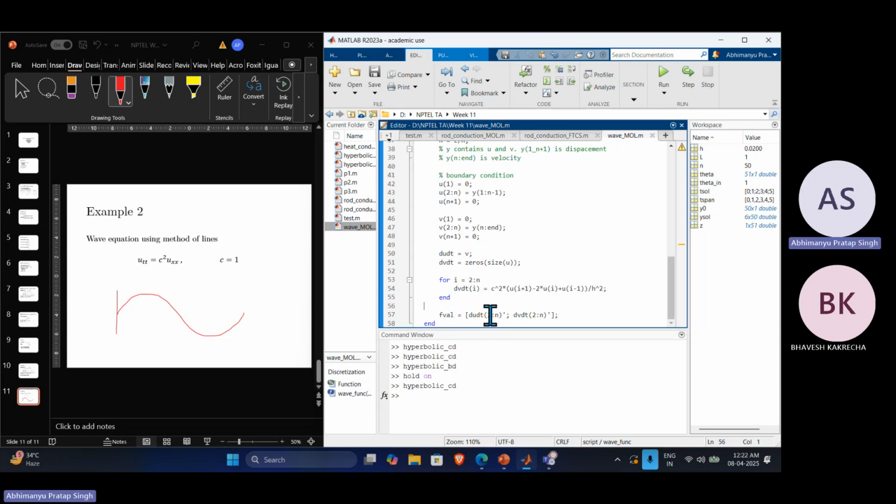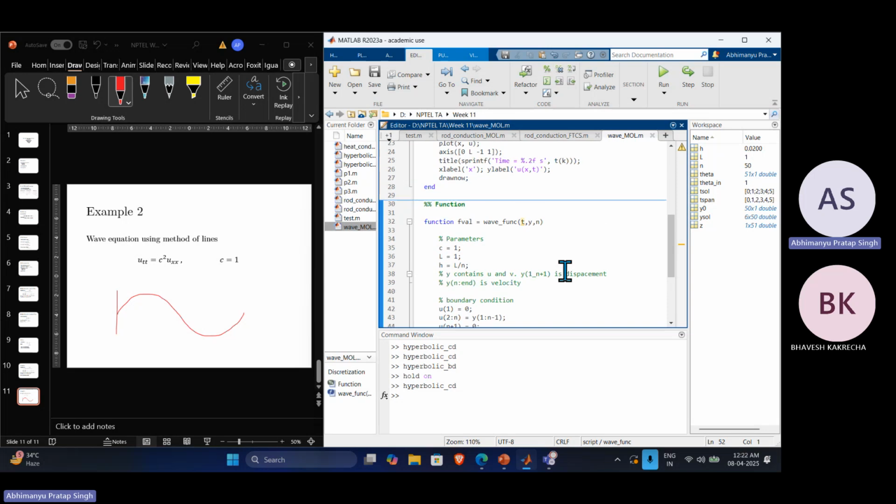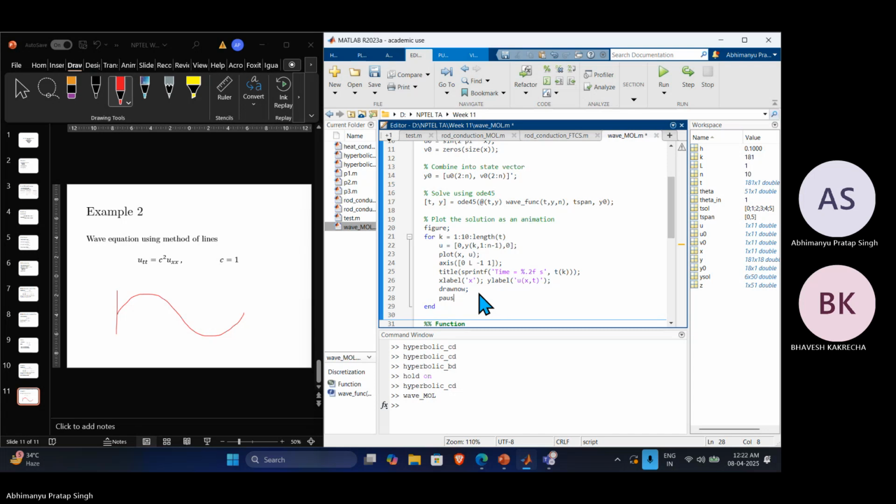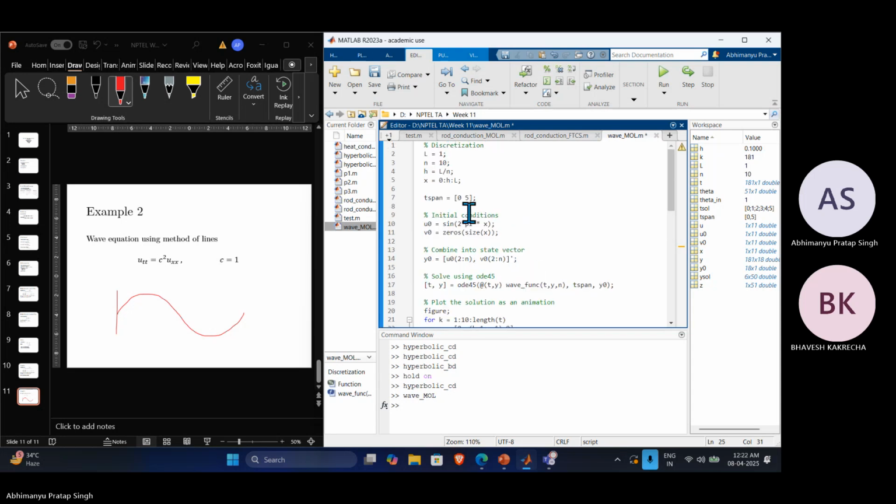And then my f values are du by dt from 2 to nth node and dv by dt from 2 to nth node. And then I'm just integrating them using ode45. And this is my plot. I will run this. Just add a pause. And let us increase the number of elements.